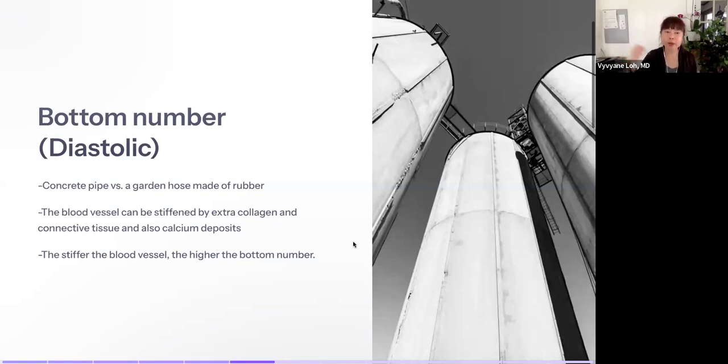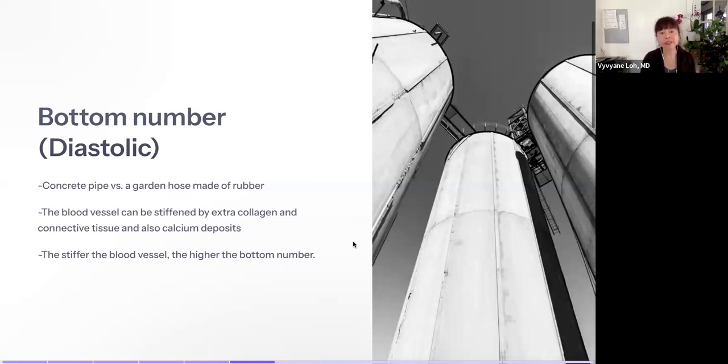Your heart is pumping blood into these vessels. If the vessel is very stiff, like a concrete pipe, then the heart has to work harder because it's pumping really hard against the blood vessel to get the blood flow going. Whereas if you have a more flexible blood vessel made of rubber, then as the heart pumps, there's some give to the blood vessel. It doesn't have to work as hard. So the state of the blood vessel is very important to the health of the heart.